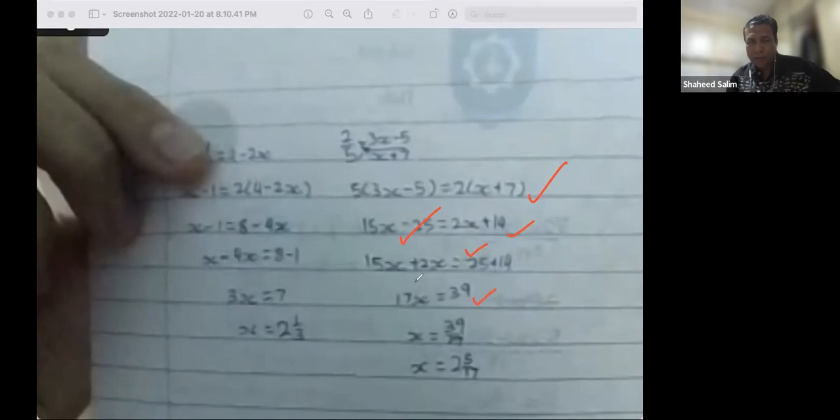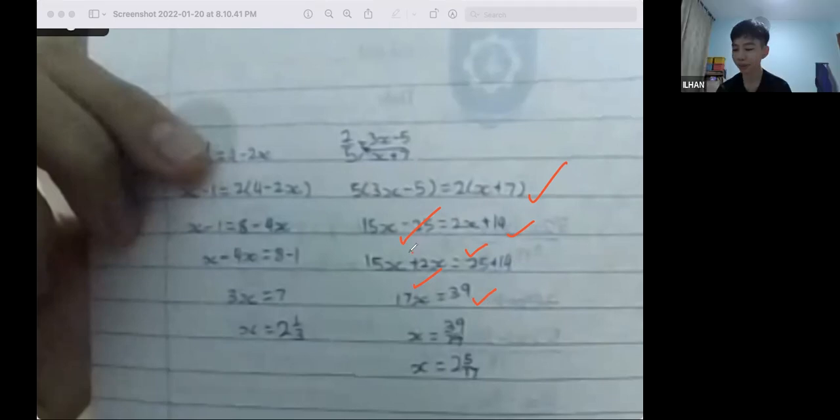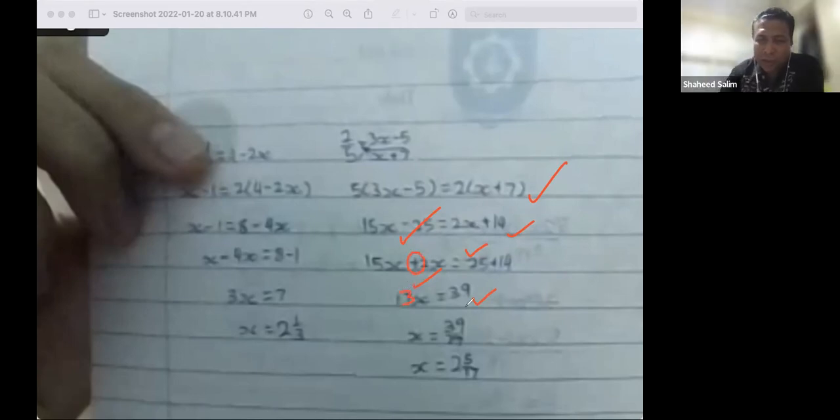You bring over there 17x. So the book is having a problem instead of you. Let's see, hold on. Let me see, 2x. Plus 2x, you bring over, become minus 2x. Oh yeah. So become 13x equals 39. 39 divided by 13 is 3.